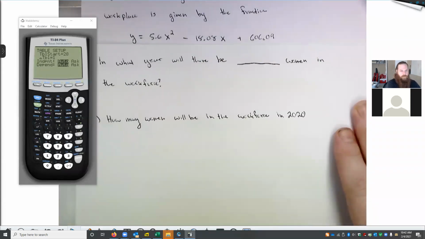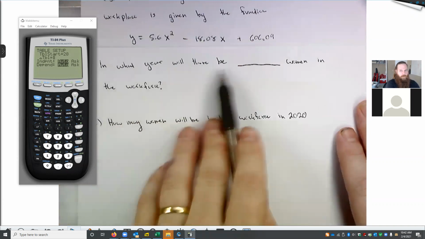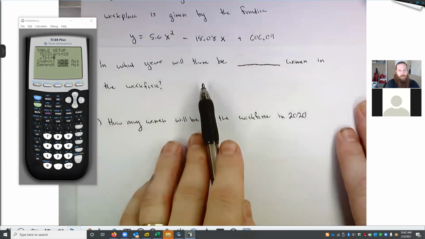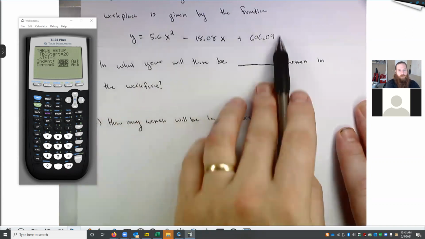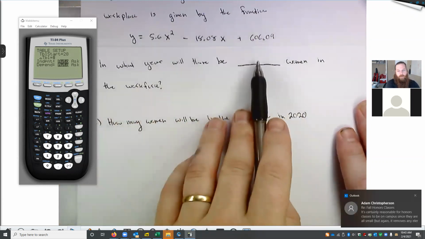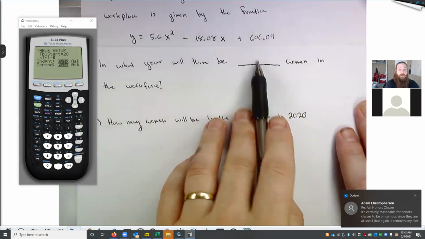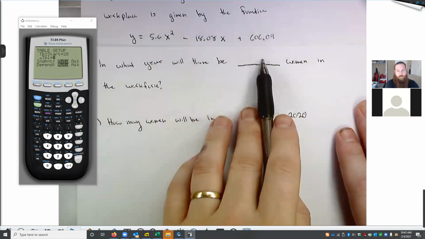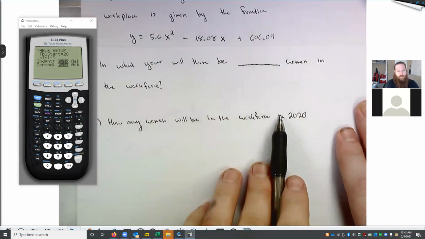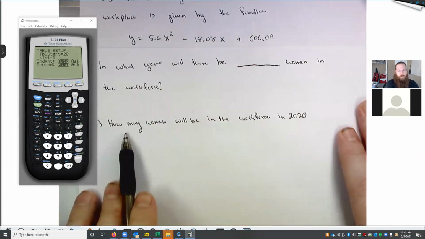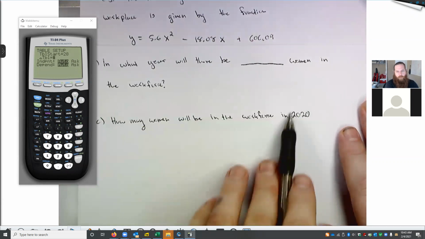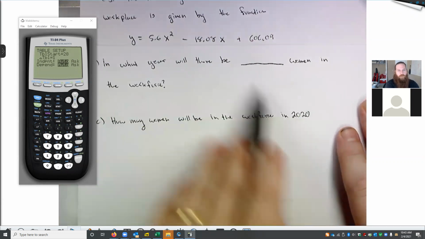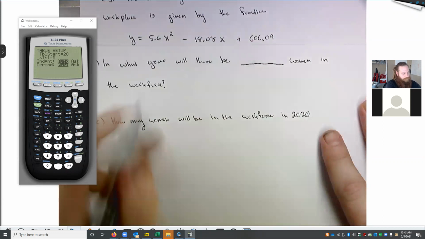So to answer a question like the first one here, in what year will there be blank number of women? You would need to set this equal to that number of women and then solve. And yeah, to do that, you would subtract the constant over and use the quadratic formula. To answer the second question here, you just plug in 2020 for x. But 2020 isn't actually the thing you're going to plug in. You have to figure out the x value that corresponds to 2020.